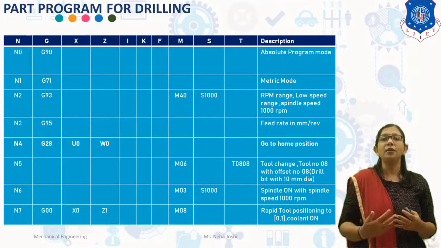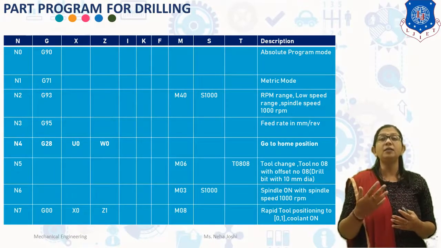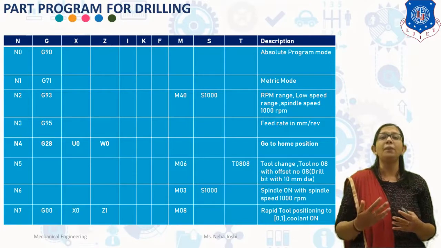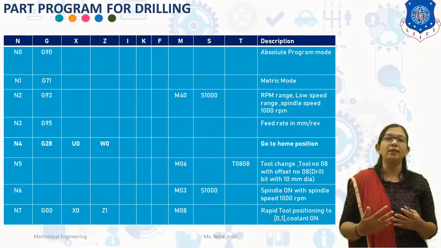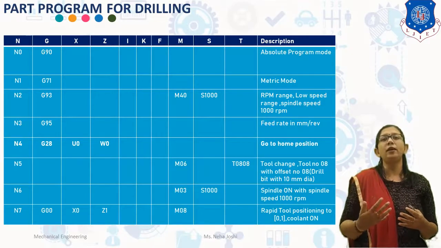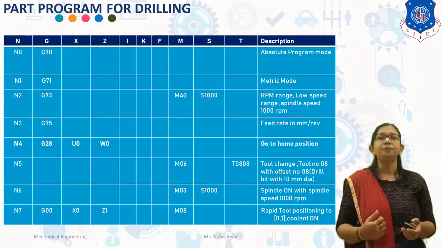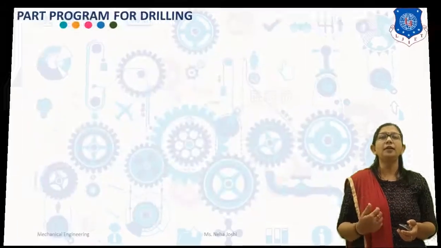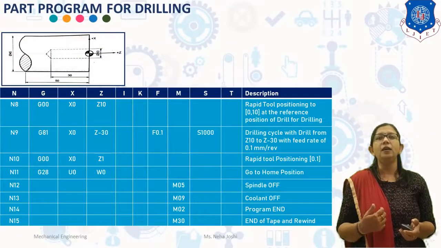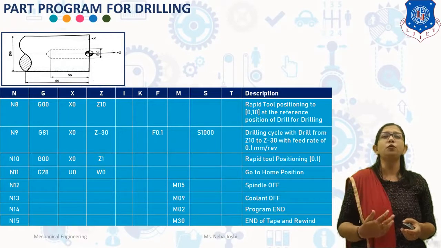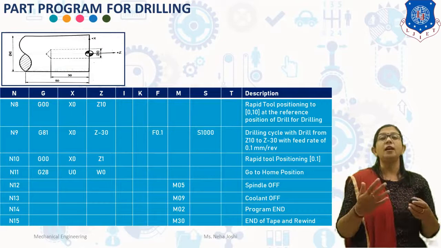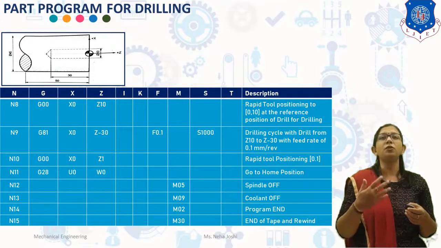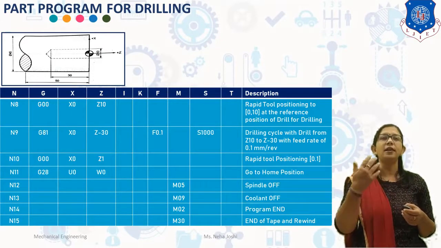The next sequence is N7. G00 is used for the rapid tool positioning. Set the tool at X0 and Z1, and M08 is used for turning on the coolant. After that, next sequence is N8. G00 is used for the rapid tool positioning at X0 and Z10, the reference position of the drill for the drilling as the drill bit is 10 mm.